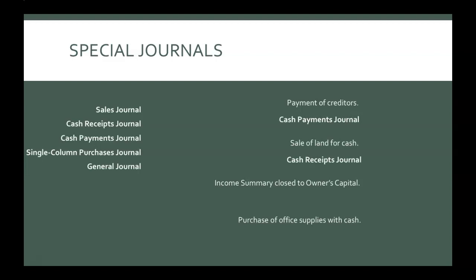Now, income summary, close to owner's capital. Well, that's one of your closing entries. And closing entries are recorded in the general journal.